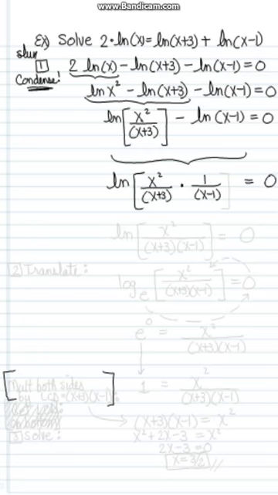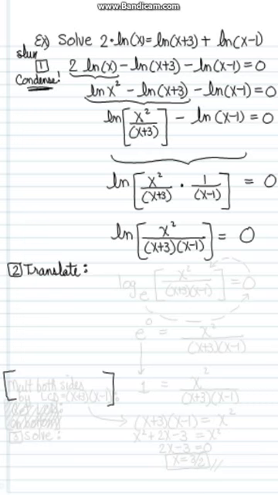And that equals 0. So let's go ahead and multiply inside the brackets, top times top over bottom times bottom. And we'll get natural log of x squared over the product x plus 3 times x minus 1 equals 0. Fine. Now you see how we took that mess and condensed it into a single log on the left side? Now we're ready to do our translation into exponential form. But let's rewrite that natural log as log base e.